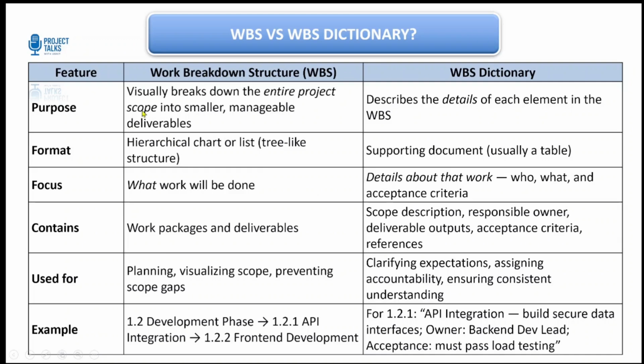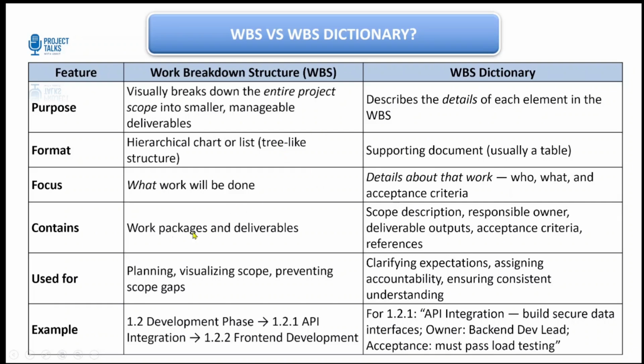Now, let's start from the purpose. WBS visually breaks down the entire project scope into smaller, manageable deliverables, whereas the dictionary describes the details of each element in the WBS. Now, the format: WBS is a tree-like structure, and WBS dictionary is a supporting document. It is usually a table. Focus: in WBS, what work will be done. In WBS dictionary, the focus is the details about the work: who, what, and the acceptance criteria.